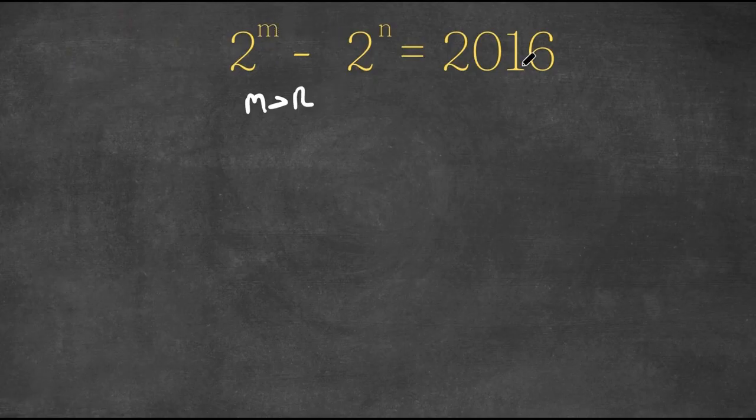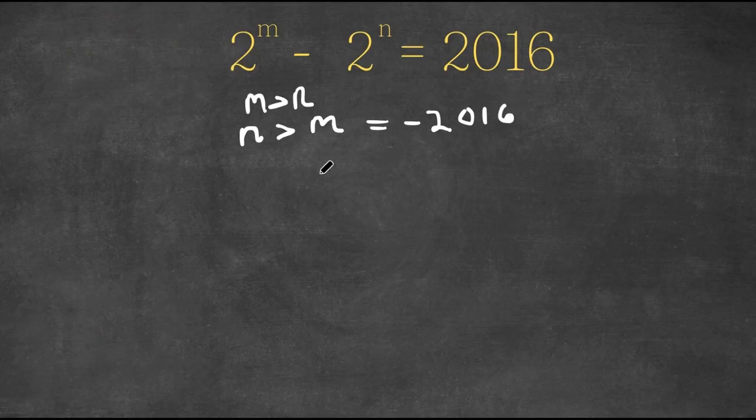Because if m was smaller than n, this would actually be negative. And if n was greater than m, this would actually be negative 2016. So by knowing this, we could just say that m is equal to n plus k, k being a constant.